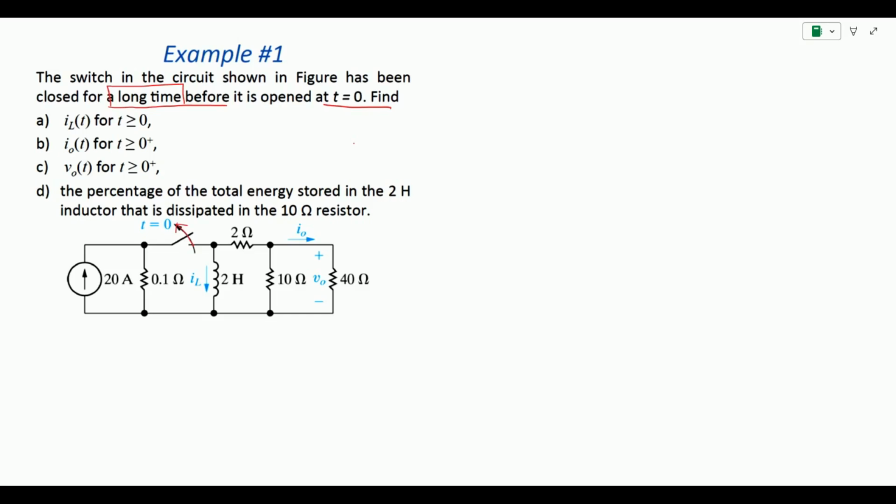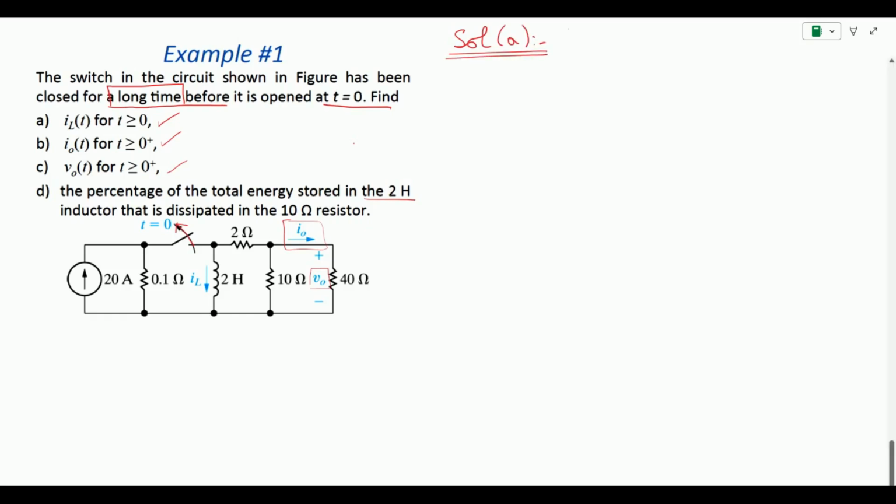And for this circuit, there are 4 unknowns that we need to figure out. The first part, A, is to find the inductor current when t is greater than or equal to 0. Second, to find the I naught t for t greater than or equal to 0, where I naught t is moving in the rightmost direction. We need to find the V naught t when t is greater than 0. Again, it is available across the 40 ohm. And in the last part, we need to find the percentage of the total energy stored in the 2 Henry inductor that is dissipated in the 10 ohm resistor. Okay, so let us start solving this and start with the solution to the first one.